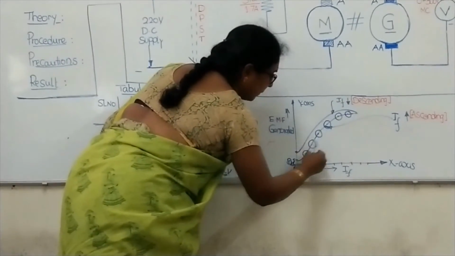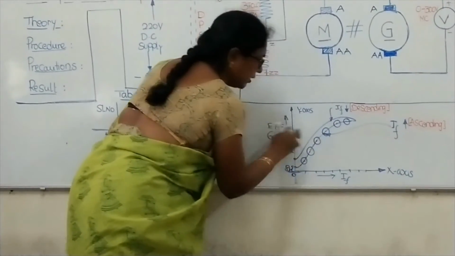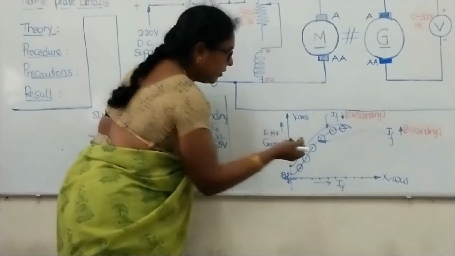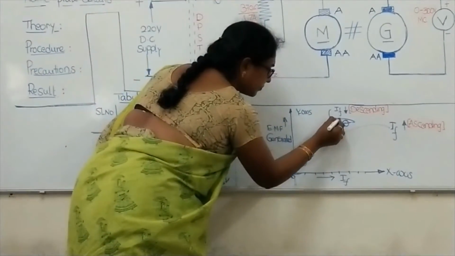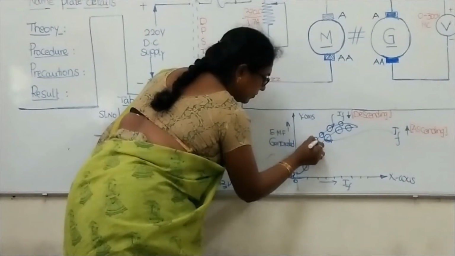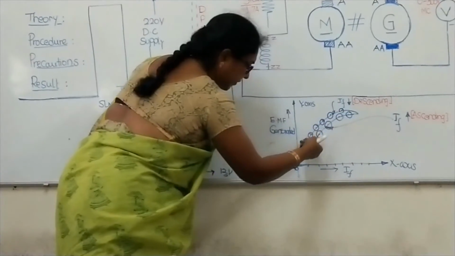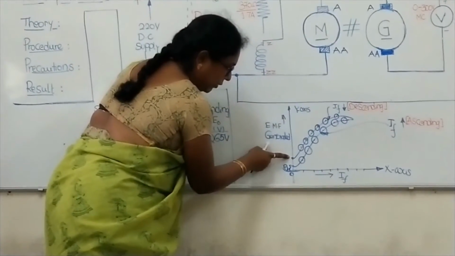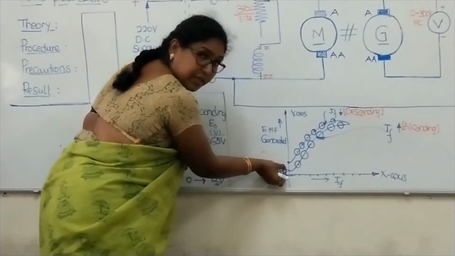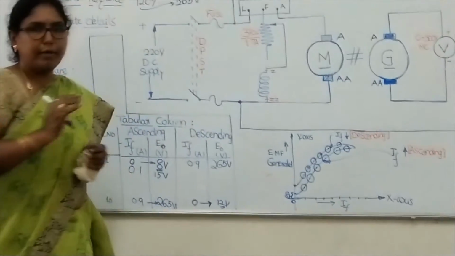This represents the ascending order, that is, the OCC for the given motor generator set. And for the descending order, again join all the points with a freehand curve and it will reach the upper value. This voltage is called the residual voltage. This is because of the residual flux. In this case it is around 12 volts, for example.